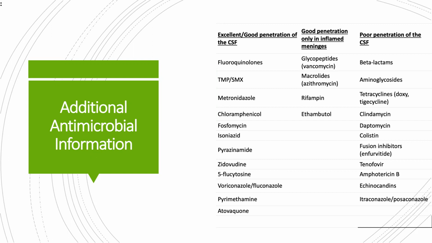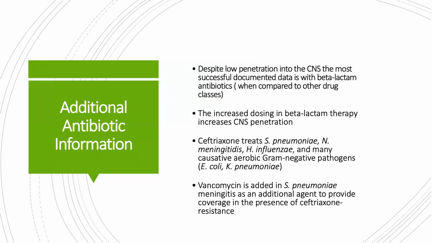And then we see beta-lactams, they have that poor penetration into the CSF. So that means that we end up in this place where we have to really maximize the pharmacokinetics and the pharmacodynamics of our beta-lactams. Despite that low penetration into the CNS, there has been successful documentation of data with beta-lactams when they have been compared to other classes. So we have to increase our dosing or just maximize our PK/PD to ensure that we're going to get the biggest bang for our buck with this beta-lactam therapy.